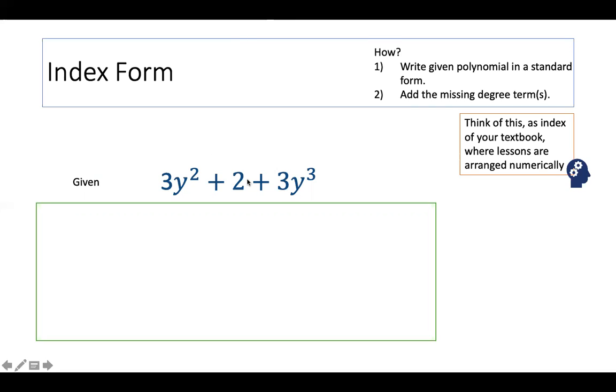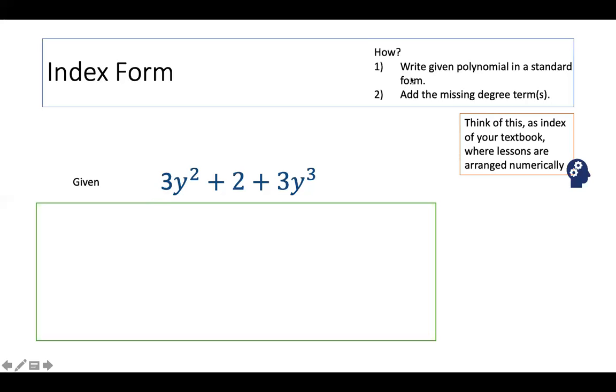Yes, so index form is very similar to standard form, but we are not skipping any terms in between. Okay, so consider this as a given example. Read this polynomial: 3y square plus 2 plus 3y cube. Okay, now we are going to convert this polynomial into index form. How exactly are we going to do this?